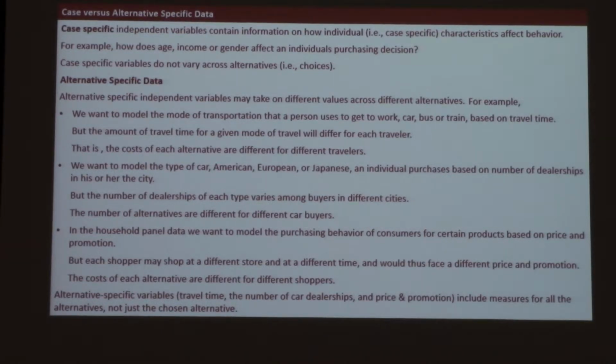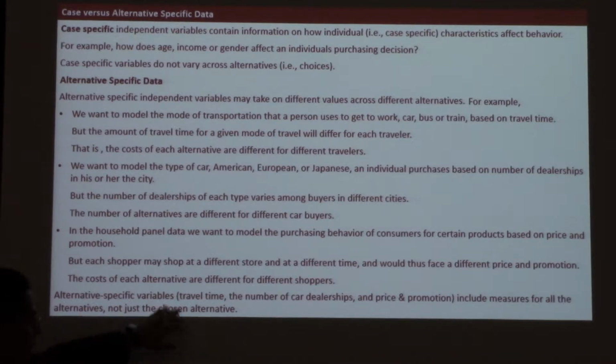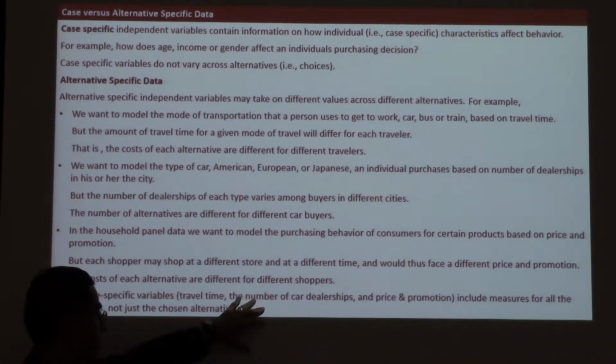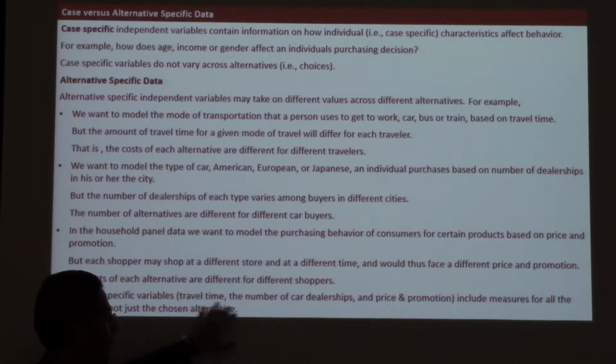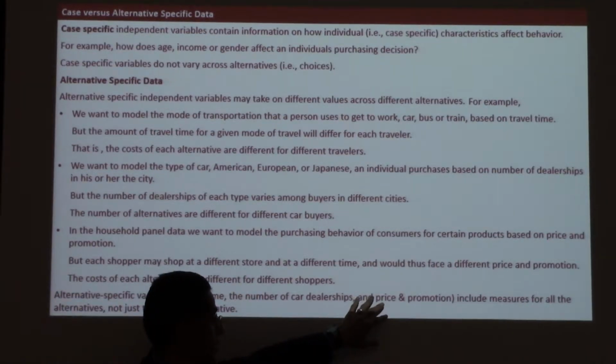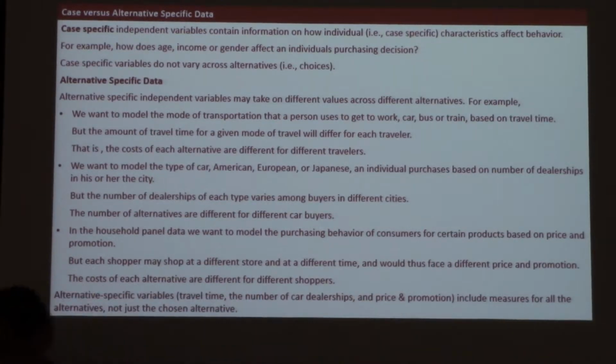So think of these as costs. Travel time is a cost. The number of car dealerships is a cost, because if I don't have a car dealership in my locality, I got to travel further. And then of course, price and promotion are going to be costs also.